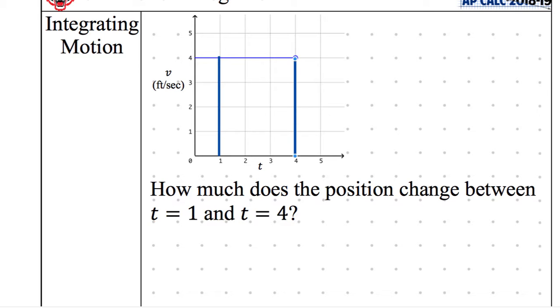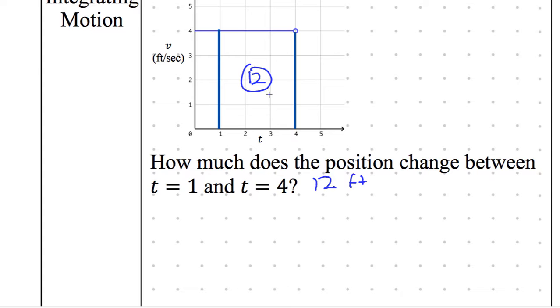There are a few ways to write that, but let me just go ahead and find that area, which is 1, 2, 3 by 1, 2, 3, 4. 3 times 4 is 12. This has an area of 12, which means I have a position change of 12, and then the units that make sense for position is feet. So the answer is 12 feet. And we know how to find this using algebra, or what the notation would look like.